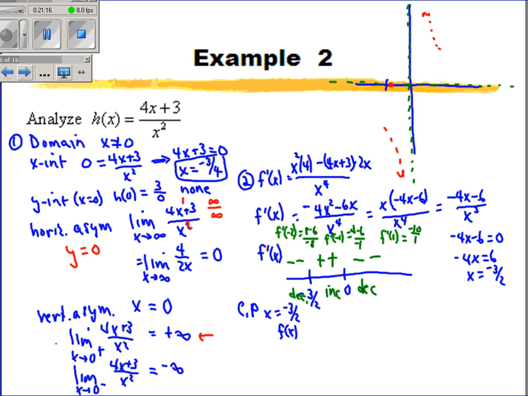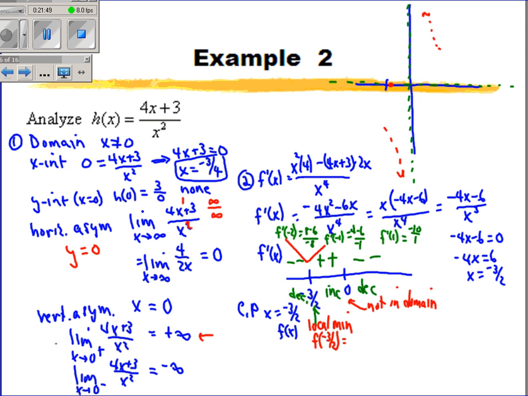At -3/2, we have that the function was decreasing to the left and increasing to the right. So we have a local minimum at the point at f of -3/2. And we'll figure out what that value is in a minute. At 0, we do see it changing from increasing to decreasing, but there's not a point there. It's not in the domain. So we don't have a minimum or maximum there.